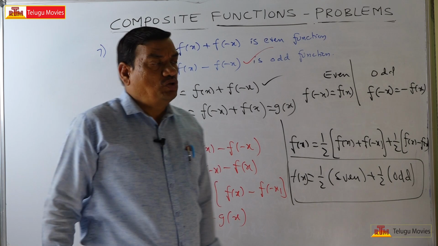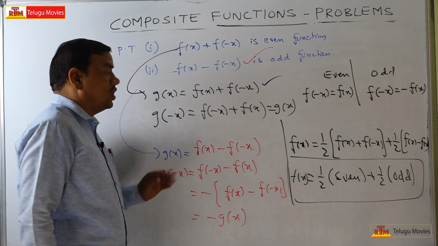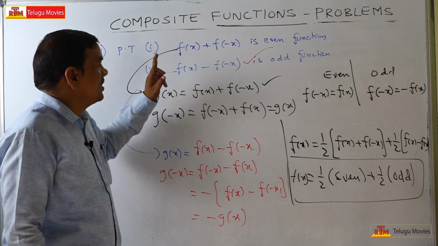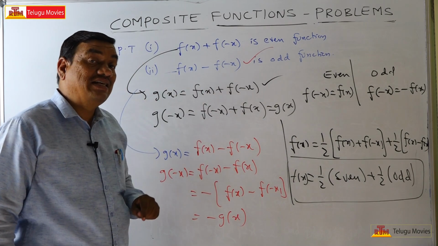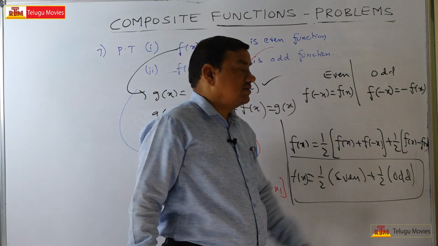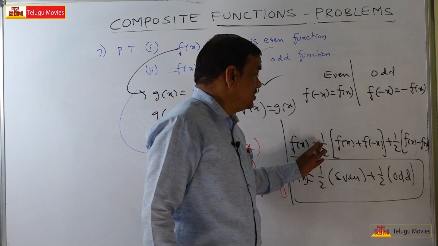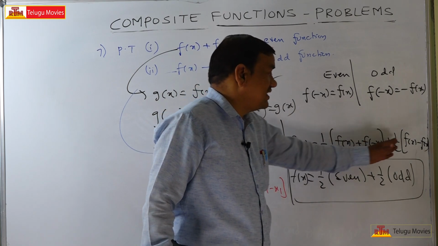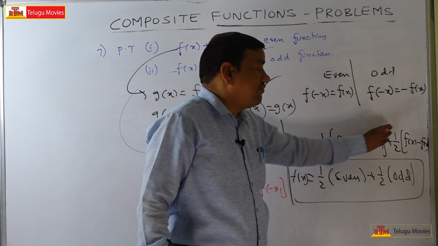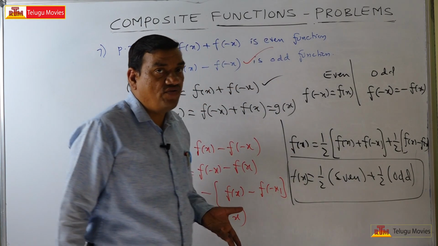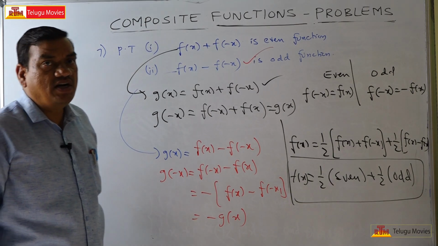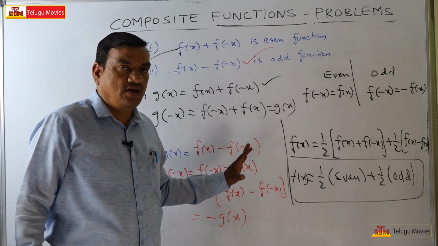Understand this? Okay, so from this concept you can conclude that f of x plus f of minus x is always an even function, and f of x minus f of minus x is always an odd function. If you combine together, you will get this. So simplify this: 1 by 2 f of minus x minus 1 by 2 f of minus x will get cancelled. 1 by 2 f of x plus 1 by 2 f of x is equal to f of x. Understand this? So very easy concept this is. I hope that you understand this complete concept.